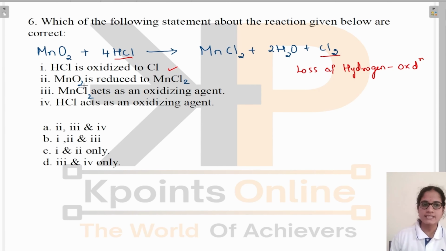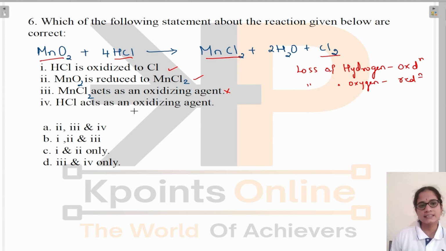Manganese dioxide, that is MnO2, is reduced to MnCl2. Here there is loss of oxygen. Loss of oxygen is reduction. Yes, we know that. So MnO2 is reduced to MnCl2. So this is correct. Then, MnCl2 acts as an oxidizing agent. Here MnCl2 is not oxidizing any substance, so this will be wrong.